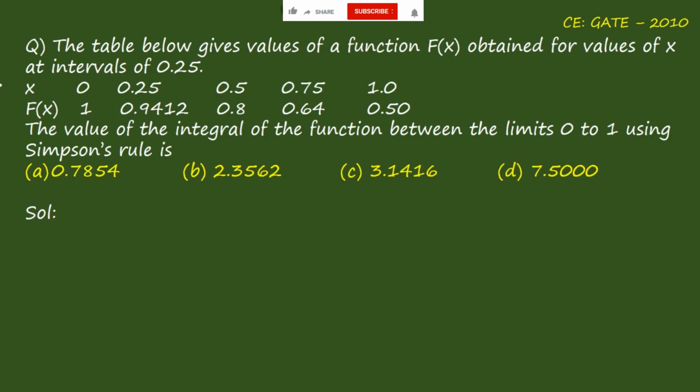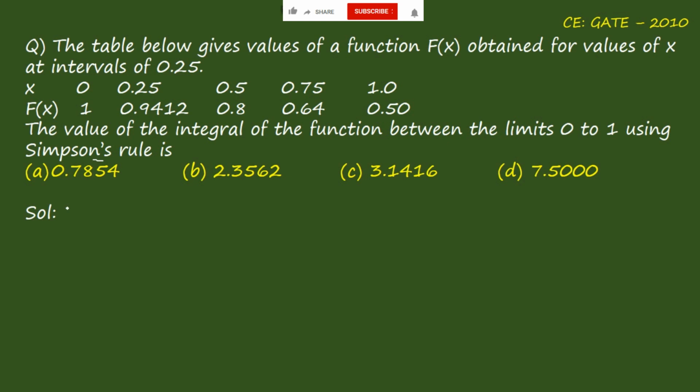The question is, the table below gives the value of a function f of x obtained for values of x at the interval of 0.25, and x values are given and f of x values are given. Now they are saying find the value of the integral of the function between the limits 0 to 1 using Simpson rule. Okay. Now we have to find the value of it by using the Simpson rule.